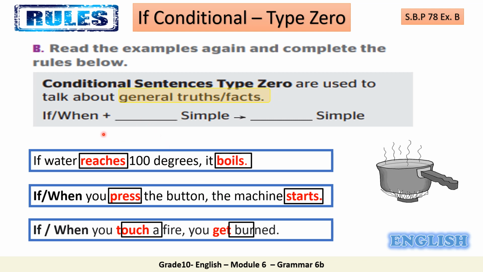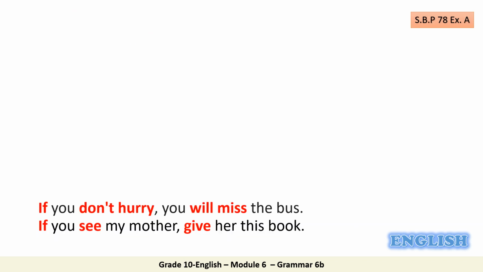And now, let's start. What's the tense we shall use with the if clause? Can you answer? That's correct. It is the present simple. And how about the main clause? We also use, that's correct, the present simple. Now, I want you to pause the video for a while. Try to write some sentences using if conditional type 0.